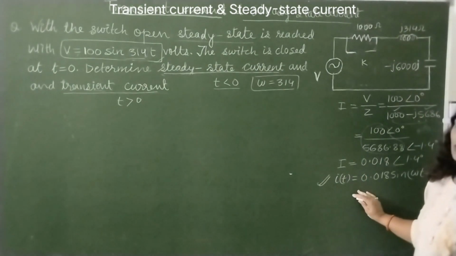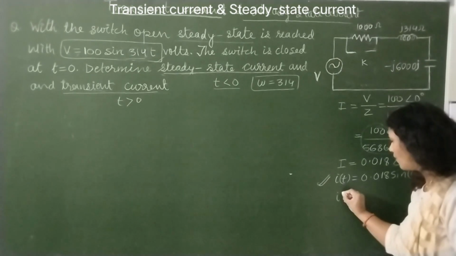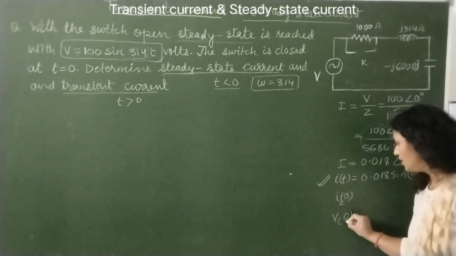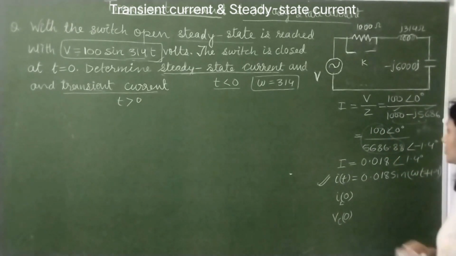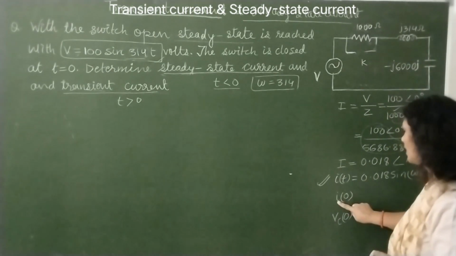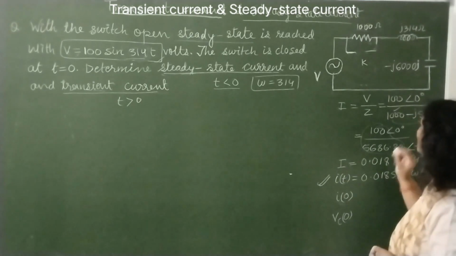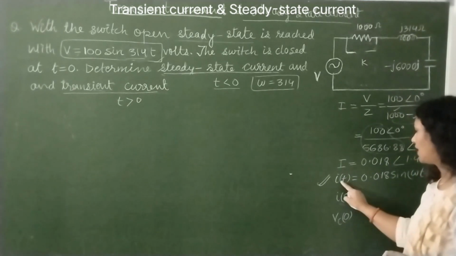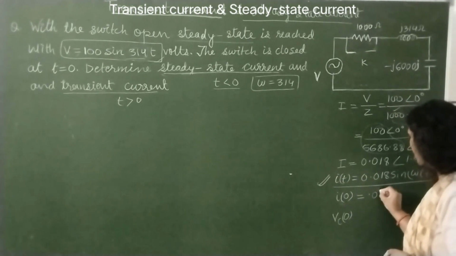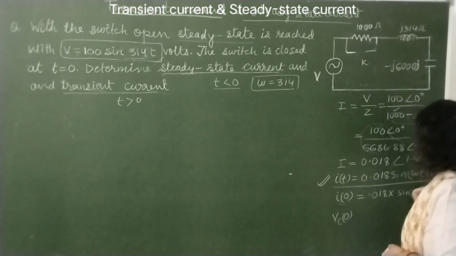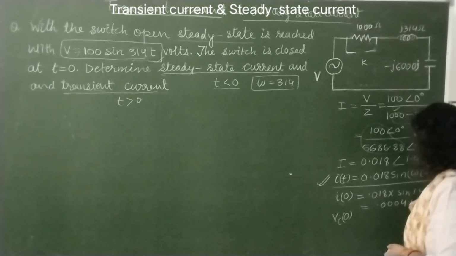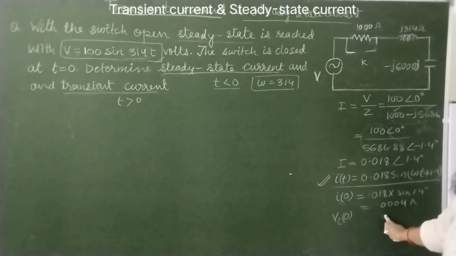Okay, with the help of this current we can find the values of I0, or you can say IL0, and VC0, which are nothing but the initial conditions. So prior to switching, the current that flows through the inductor is IL0, and that is I0 also. This current we can get by putting t equals 0 in this equation. So this is 0.018 multiplied by sin 1.4 degree, and that equals 0.0004 amperes. Okay, this is our first initial condition.